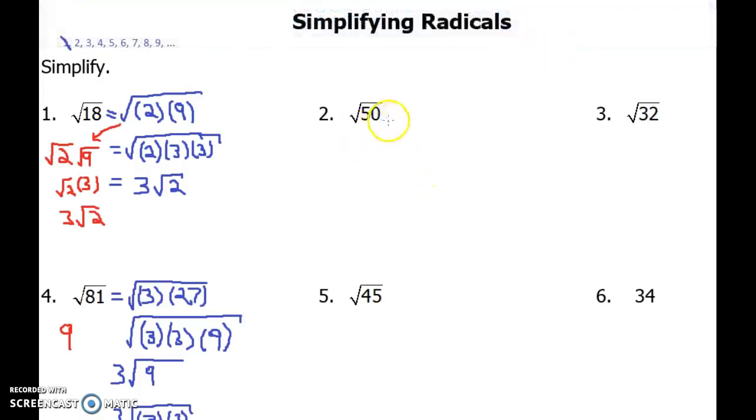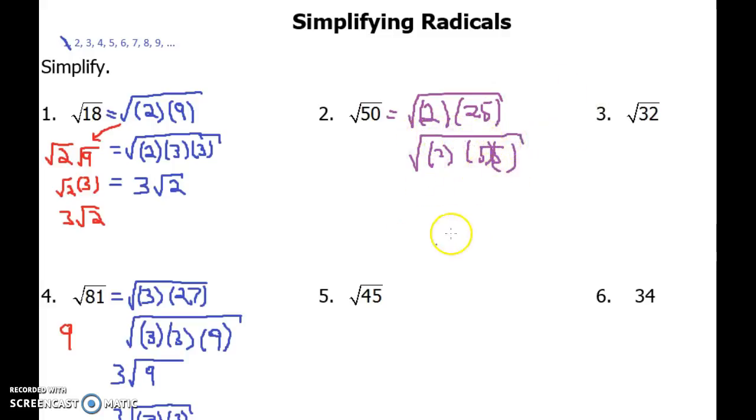Let's go to number 2. So this breaks down. You can do 2 and 25. When you break this down, you have 2, and then 25 breaks down into 5 and 5. Oops, not 55, sorry. Oh, this mouse is hard to use. Okay, so the 5 can come out now. So you have 5 square roots of 2 as the answer here.